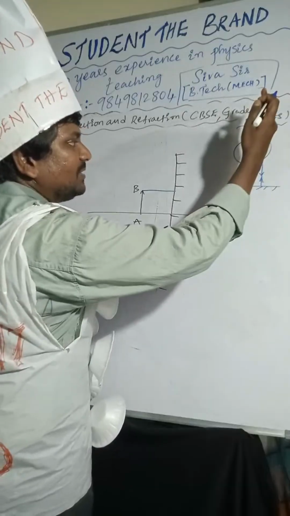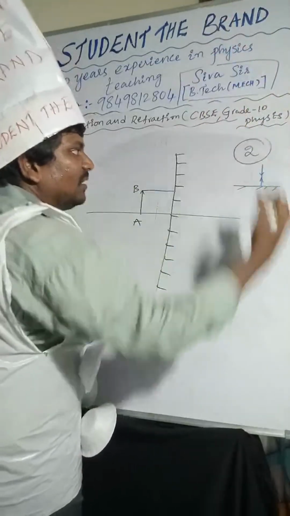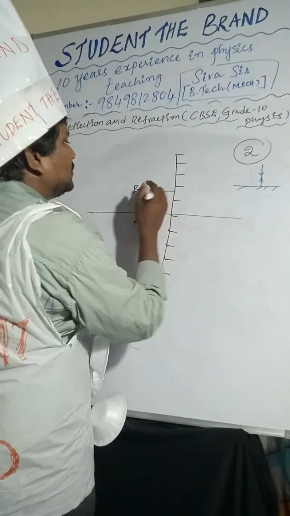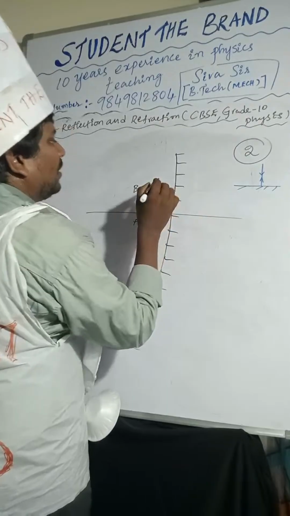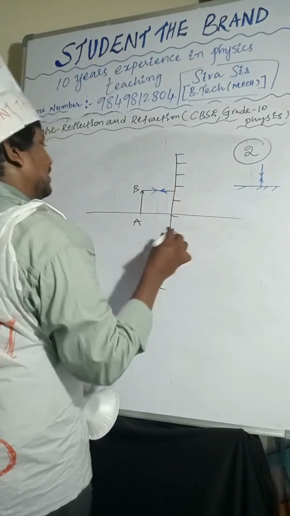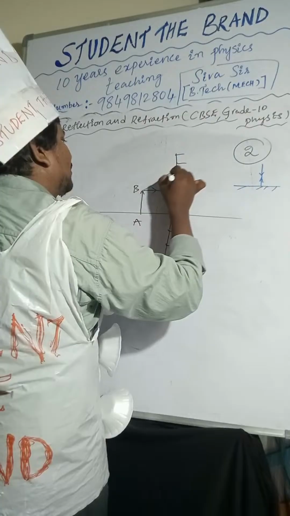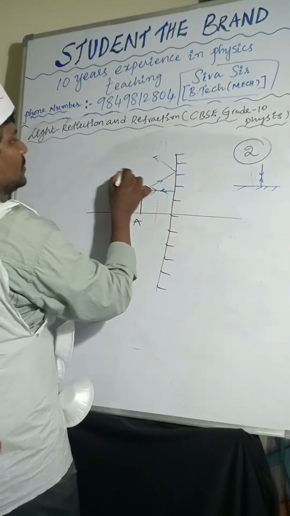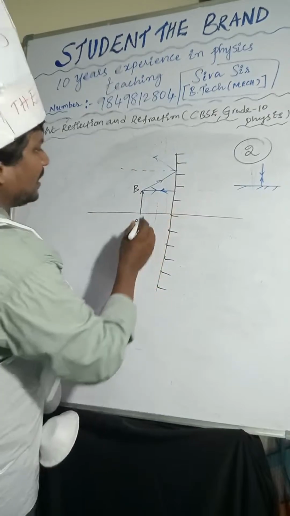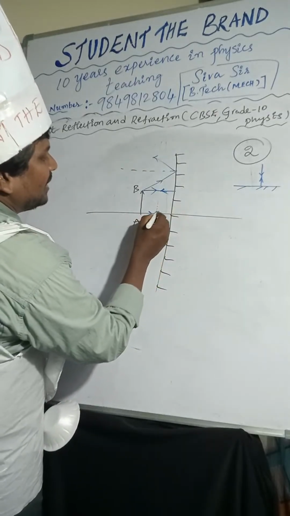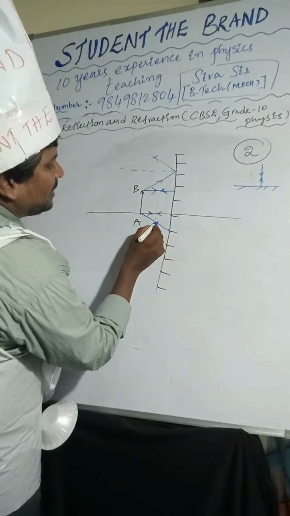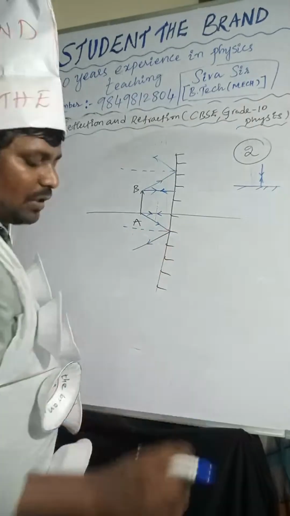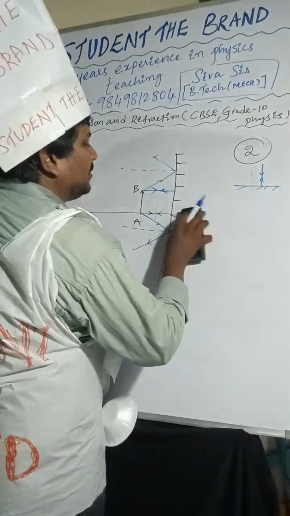It traces its original path, incident and reflecting in the same direction. 1, 2. Very nice. I'm taking one more light ray here. This is the incident ray, and it will be reflected, like the reflection phenomenon. So I'm taking the normal here, and along this one also incident ray, reflected ray. One more light ray I'm taking here: incident ray, reflected ray, and this is the normal. Now we will see what type of image will form.